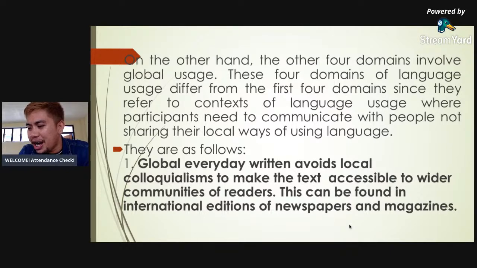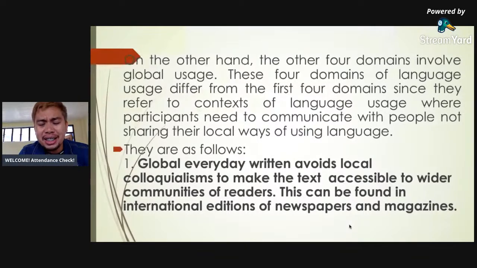Gunggong. O, di ba? Relate lang kayo nito because you're used to it, or let's say before, no? Now, number one, global everyday written avoids local colloquialisms to make text accessible to wider communities of readers. This can be found in international editions of newspapers and magazines.